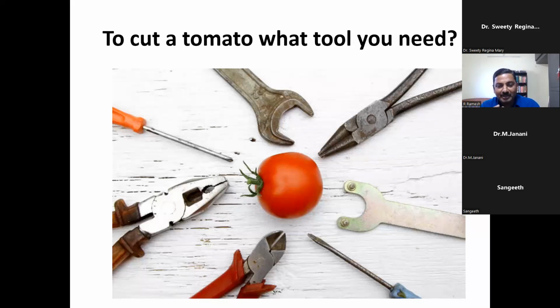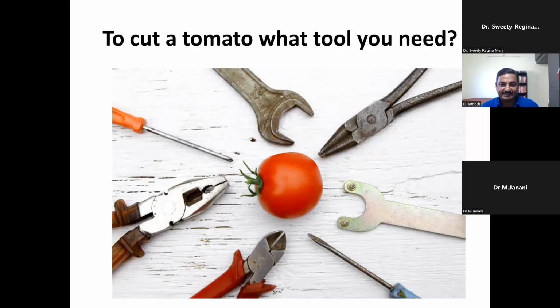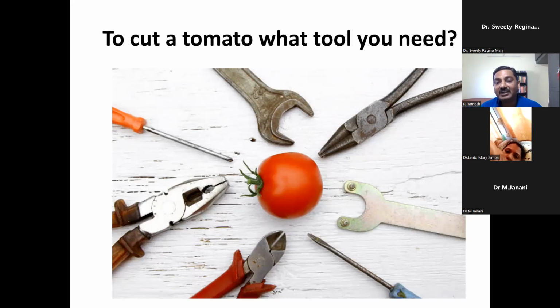None of these tools will be of use, even if I am very good at using a spanner, cutting plier, pipe wrench, or screwdriver. Just because I am very good at using all these, I cannot use them to cut a tomato. To cut a tomato, you need a sharp knife, which you don't seem to have here. This is how we must look at our research: to deal with a given problem, do I have the right tool with me? Do I have the right research design?